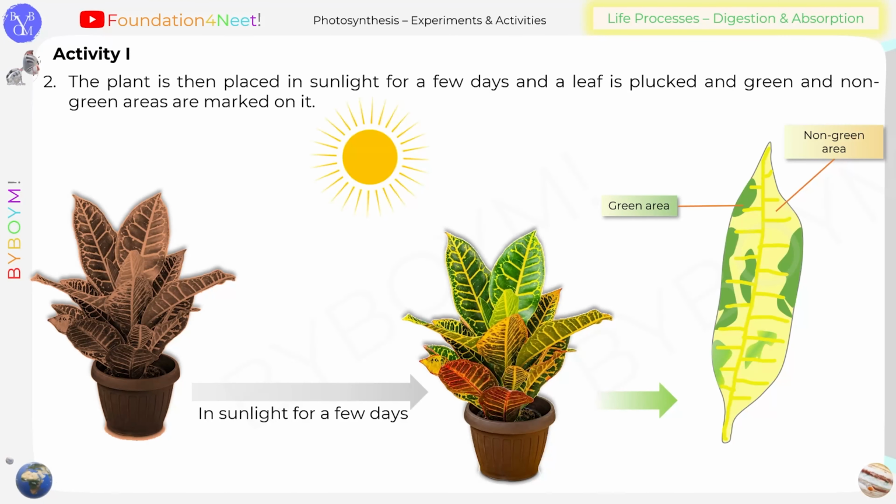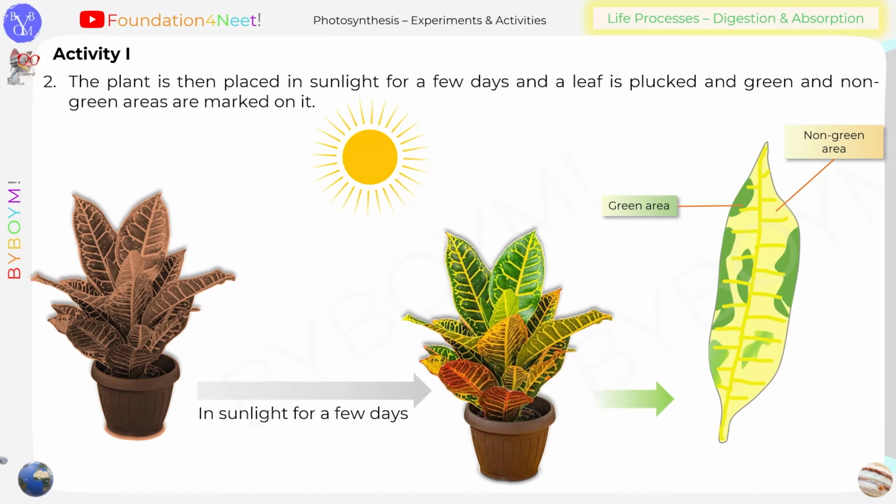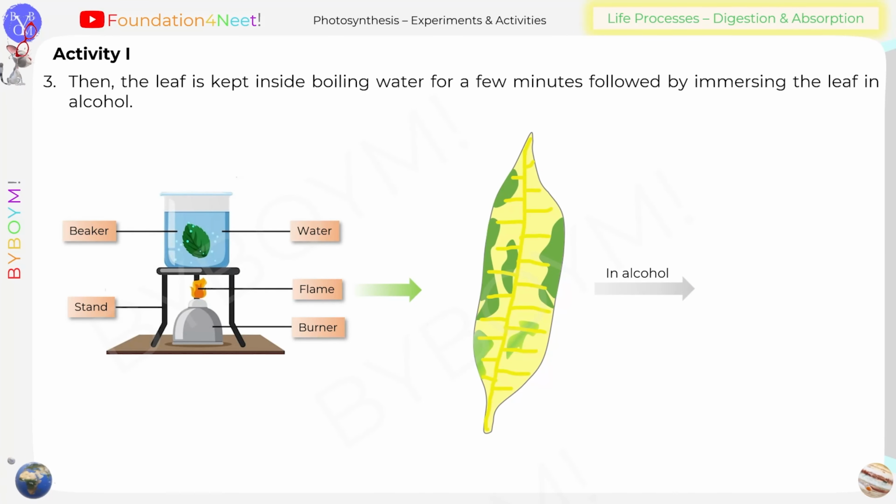What would happen next? We will then keep this plant in sunlight for a few days. And what would happen then? Keeping the plant in sunlight again would make the plant do photosynthesis again, making its own glucose and starch again. We then pluck a leaf of this plant and mark the green and non-green regions. We then keep this leaf inside boiling water. What would the boiling water do? The boiling water would, first of all, kill the leaf, disrupt the cell membrane and soften the cell wall and cuticle.